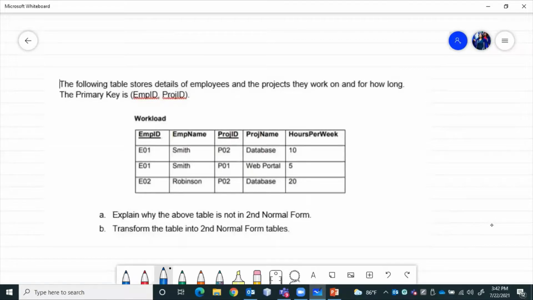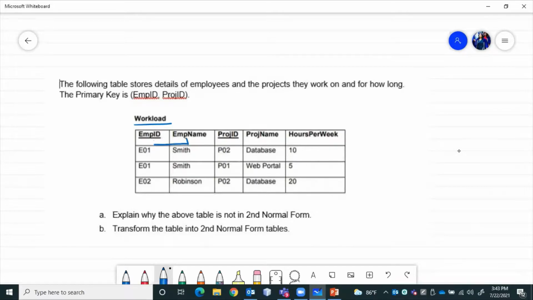Here the primary keys are employee ID and project ID. The relation name is Workload. So here we have employee ID, employee name, project ID, project name, and hours per week. Explain why the above table is not in the second normal form. Yes, got an answer. Partial dependencies are there. Very good. See, partial dependencies.